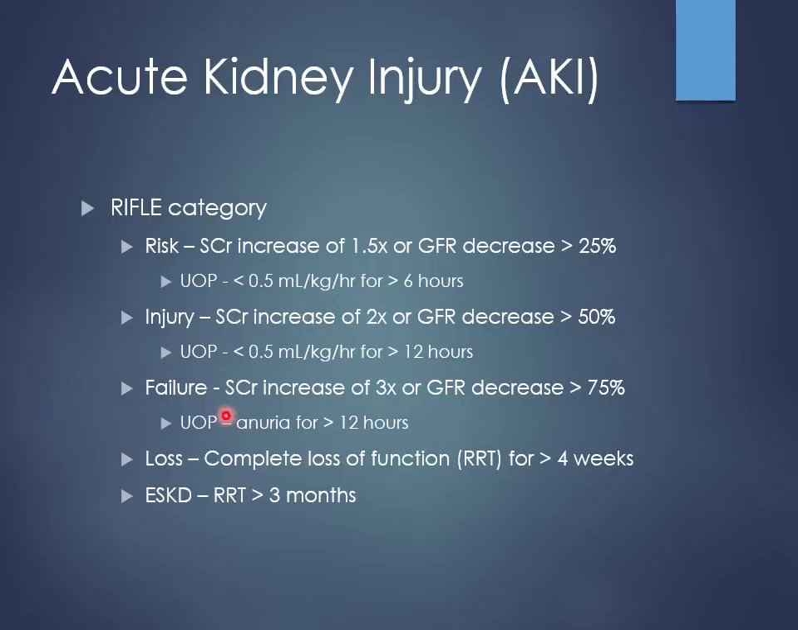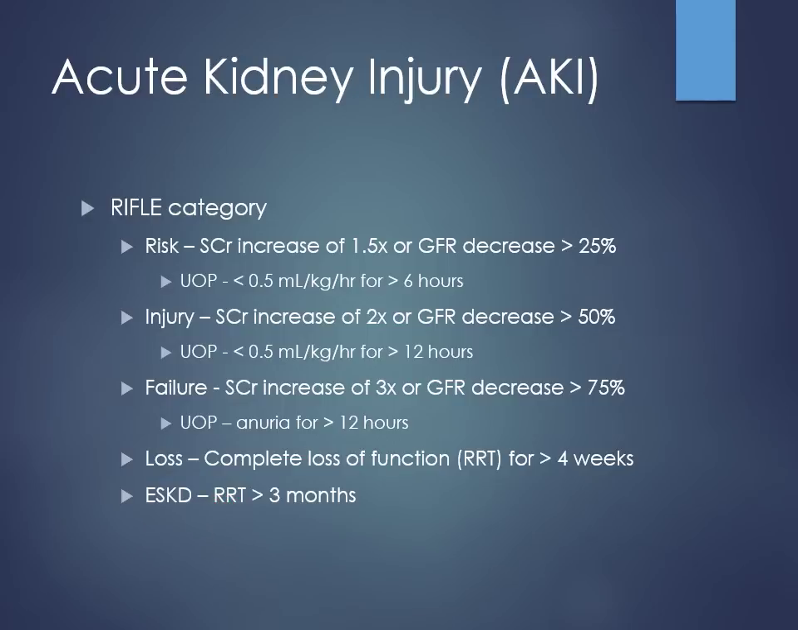And then obviously failure is when the serum creatinine is bumped up pretty significantly, 3 times what the baseline was. GFR has gone down greater than 75%, and they're anuric for greater than 12 hours. So again, those are pretty bad signs that the kidneys are just not really functioning almost at all at this point. And so at that point, we'll look at things like end-stage kidney disease, where they're on renal replacement therapy for greater than 3 months.